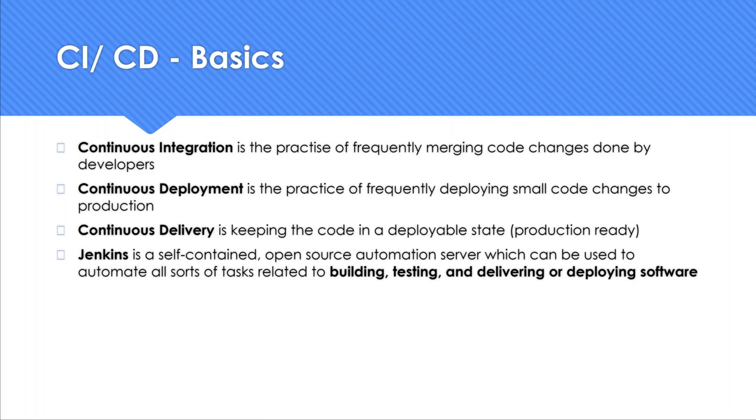CD has two meanings. If you are talking to a DevOps engineer, ask what they mean by CD. It could be continuous deployment or continuous delivery. Continuous deployment, the name makes it easy to get: small changes you push to production.